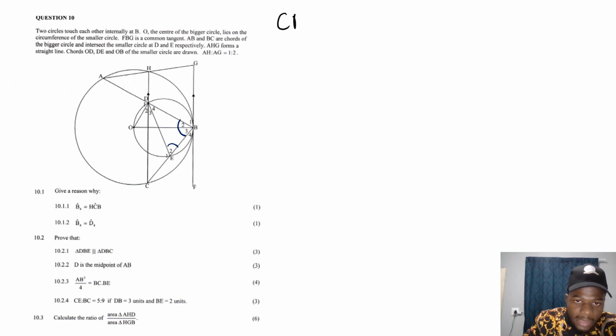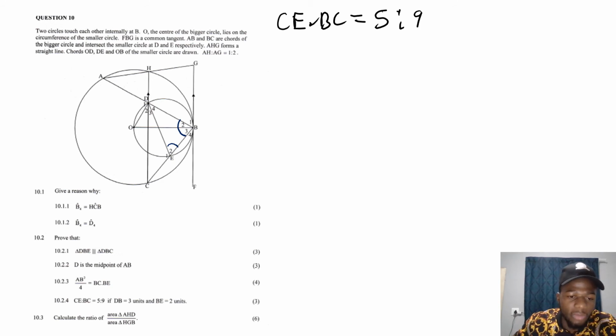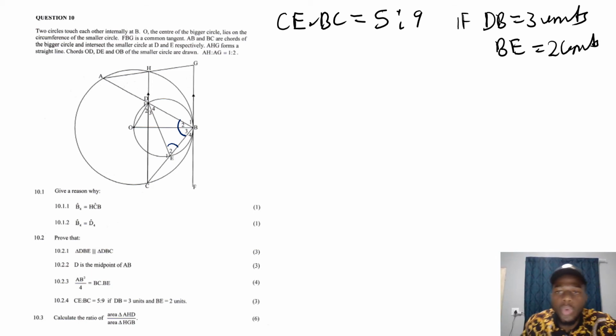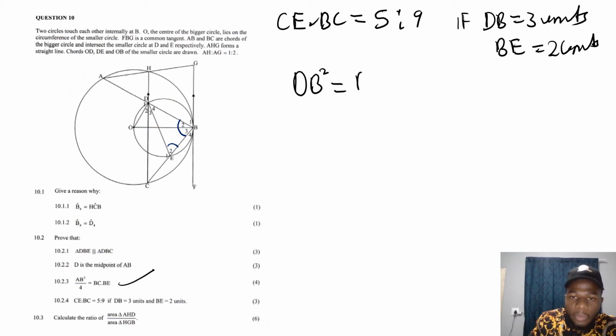Here we are given that CE is to BC is equal to 5 is to 9. We must prove this. They have given us that DB is equal to 3 units, and BE is equal to 2 units. Don't forget, in the previous question we had DB squared equals BC times BE. I hope you can all remember that.